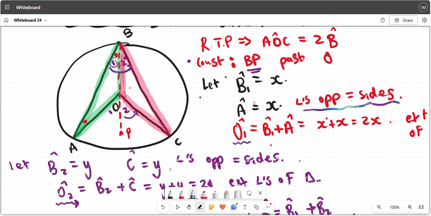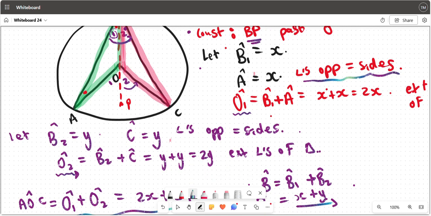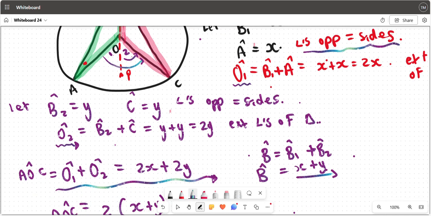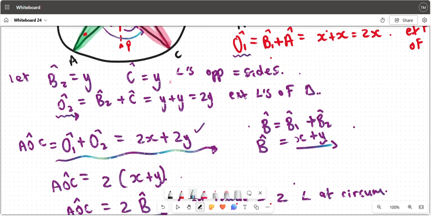And then you work with that triangle there, and you'll end up with what O1 is, which is equal to 2X. Then in the pink triangle, you're going to let B2 equal to Y. There it is down there. And so C will also be equal to Y. And so O2 is equal to 2Y. Then this total angle here is just O1 plus O2. And that's how I got this equation there.